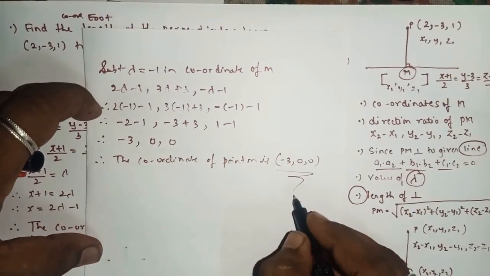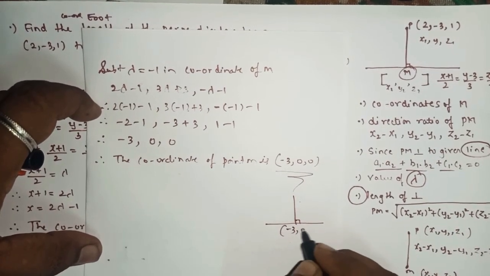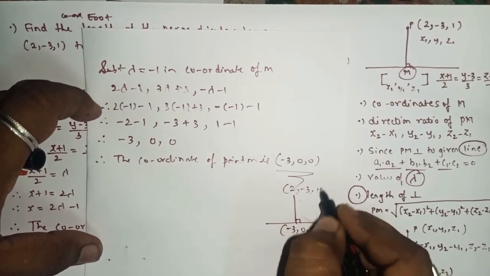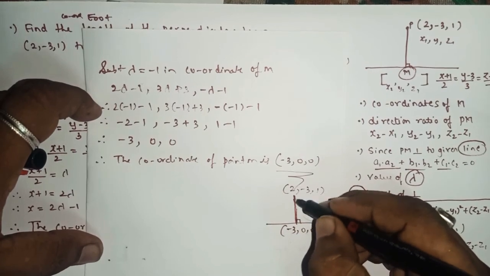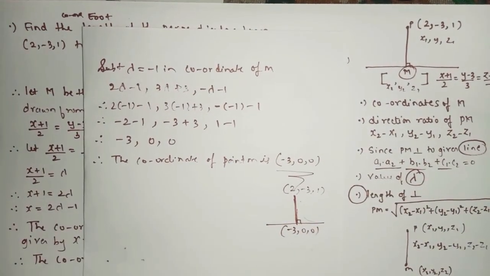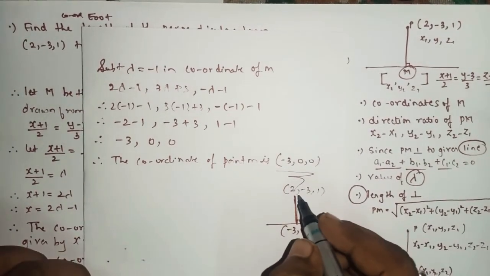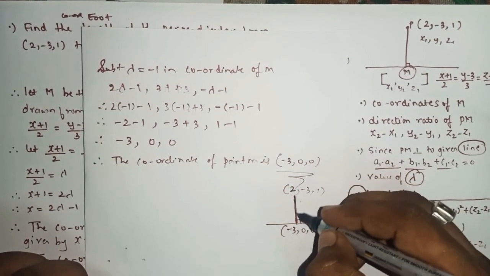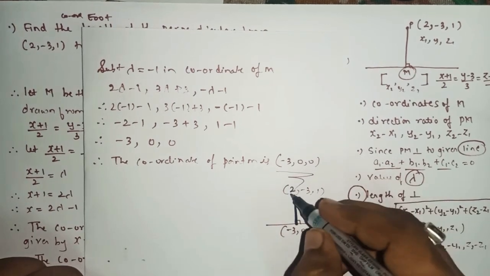Okay, so now as here we got the coordinate minus 3 comma 0 comma 0, and this is 2 comma minus 3 comma 1. Now here we have to find the final answer. The coordinate of M is minus 3 comma 0 comma 0, and this point is 2, minus 3, 1. And now the final step is what? We have to find the length, that is the distance from here to here.